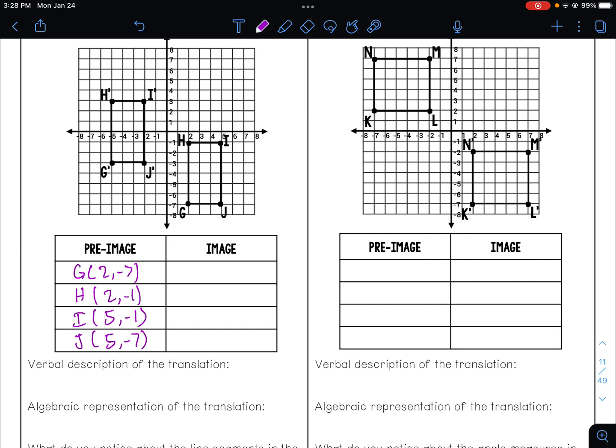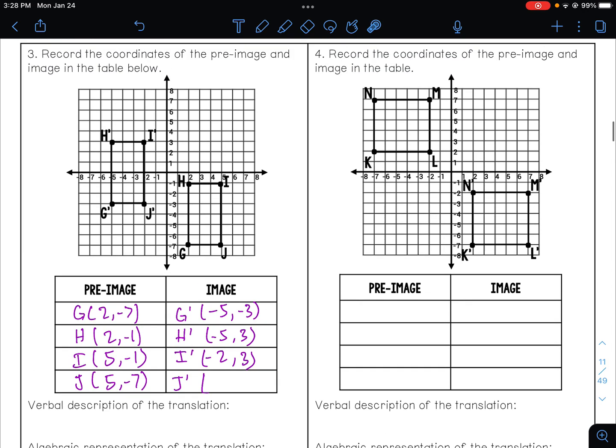Let's look at the image. The image, let's actually put G prime, H prime, I prime, J prime. G prime is, let's see, -5, -3. H prime, -5, +3. I prime, -2, +3. And then J prime, that is -2, -3.